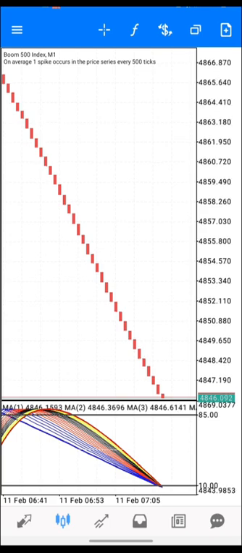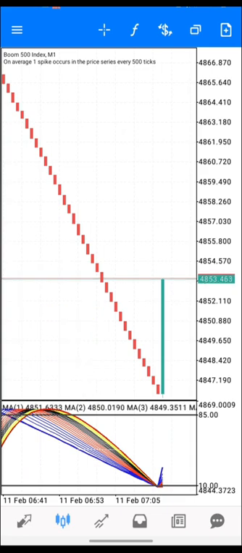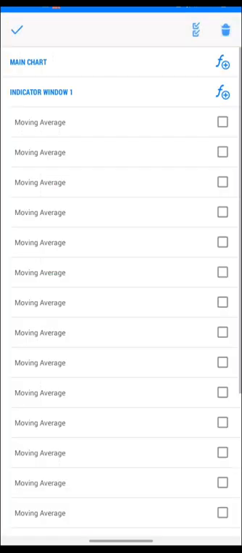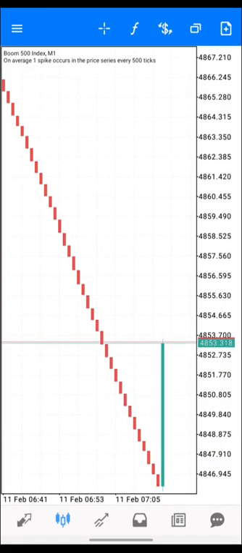Right now, let me show you how to set these indicators on your screen. Let me delete everything on my chart. You see this spike, the strategy is powerful.